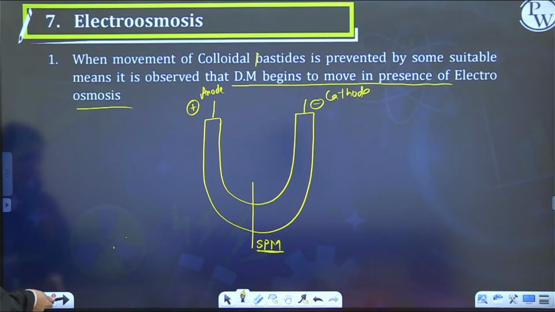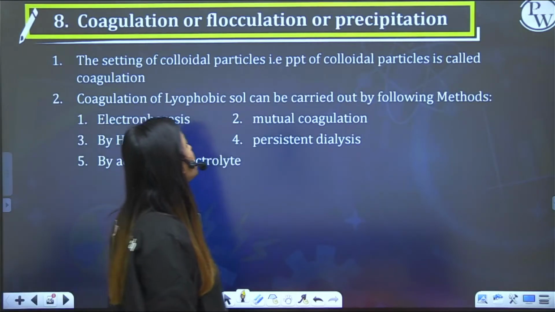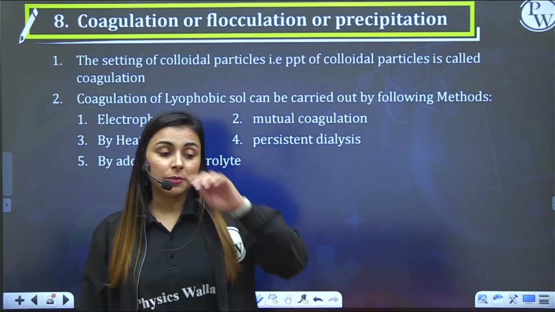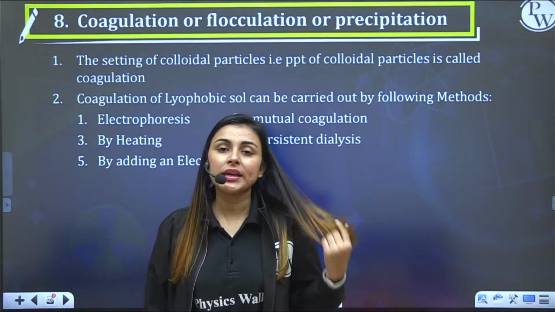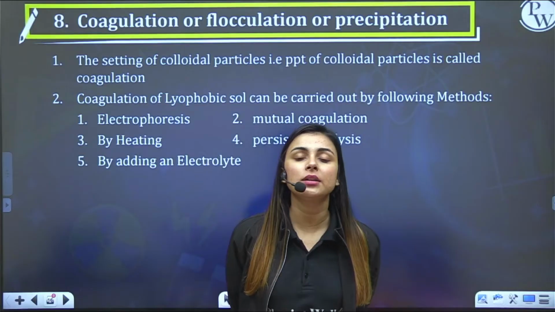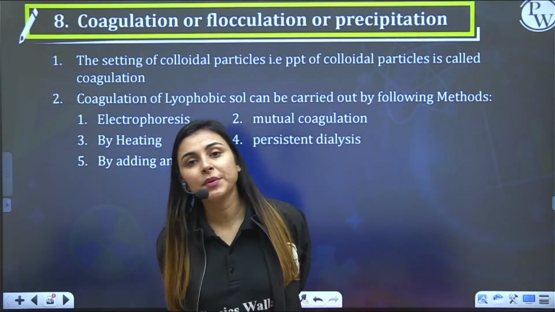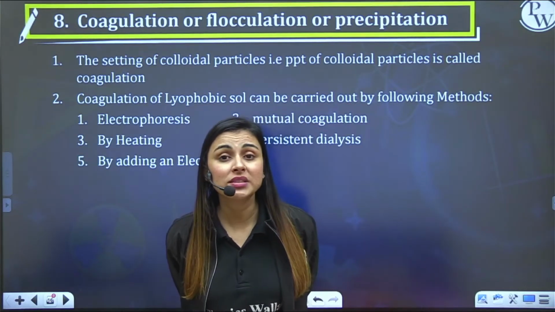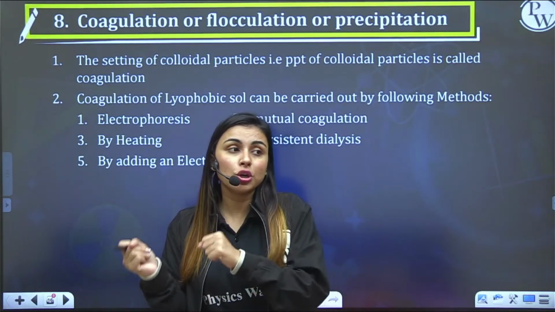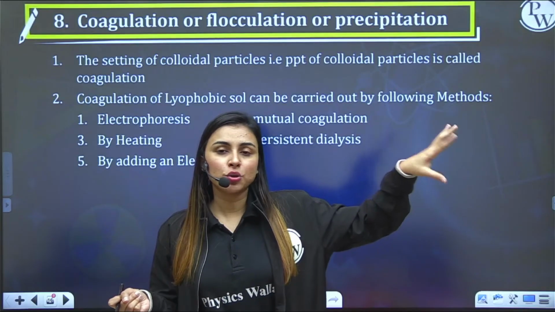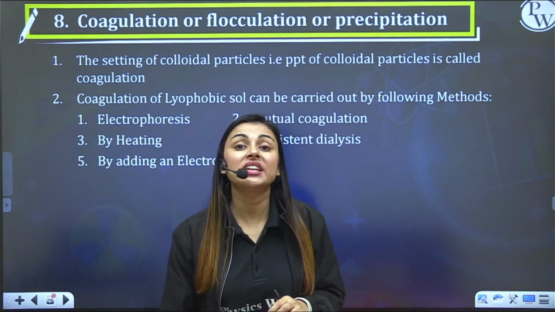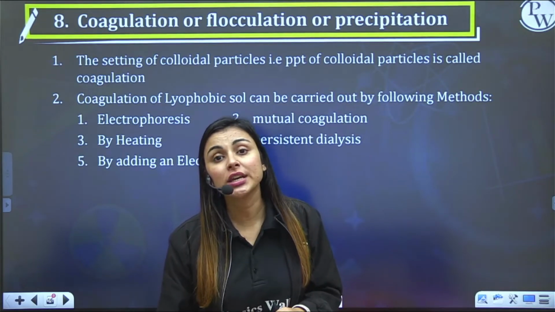Now let's move forward. The next topic that we will be discussing is coagulation or flocculation or precipitation. Now let's try to understand this. When we started the preparation, when I told you how to prepare a colloid, we studied about peptization. We converted a PPT into colloidal solution. Now imagine if you have a colloidal solution and you want to transfer it to the PPT form, how can you do that? How can you aggregate a colloidal particle and convert it into the PPT?